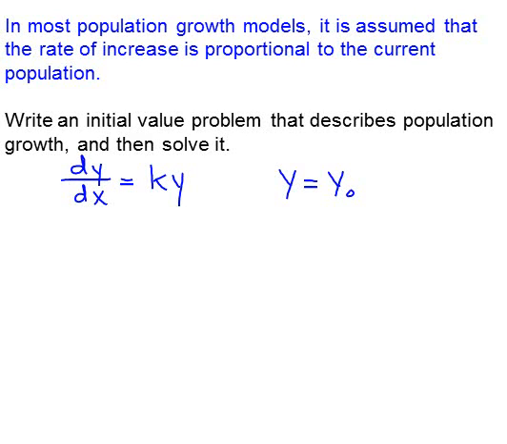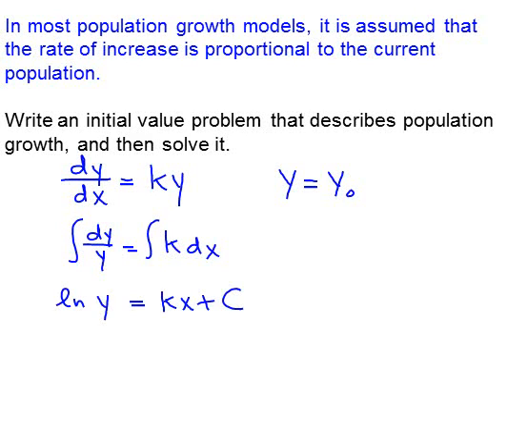For a population y with initial value y0, I'll call the rate of increase of the population dy/dx, where x is time. To make it proportional to the population at time x, I'll set dy/dx equal to a constant k times the current population y. Separate by dividing by y and multiplying by dx, and integrate both sides. An antiderivative of dy over y is the natural log of y, and the antiderivative of k is kx. Add a constant c to one of these sides to generalize our solution for the indefinite integral.